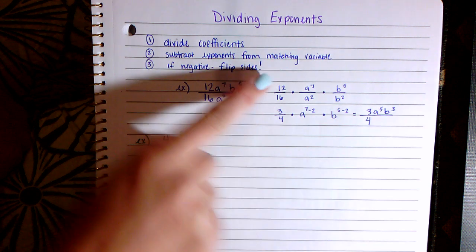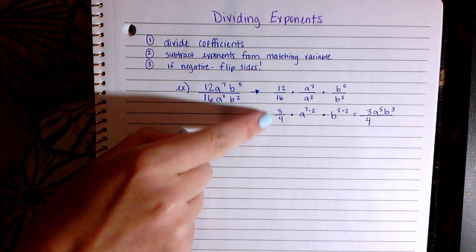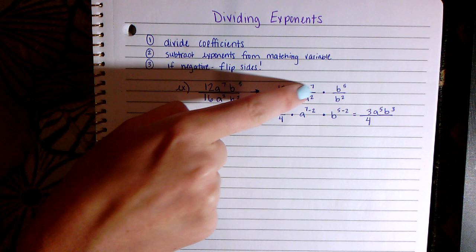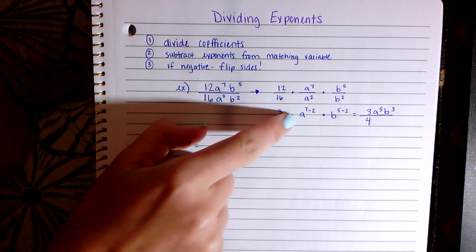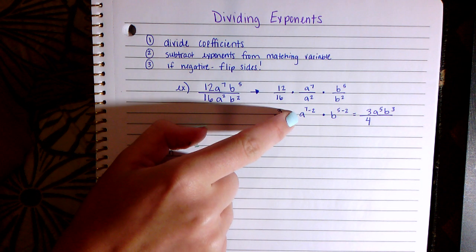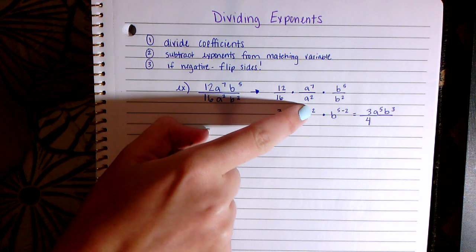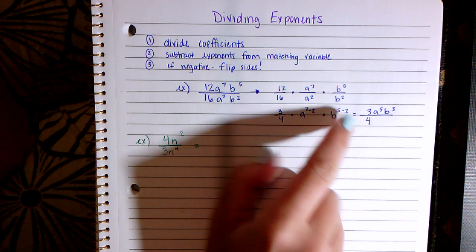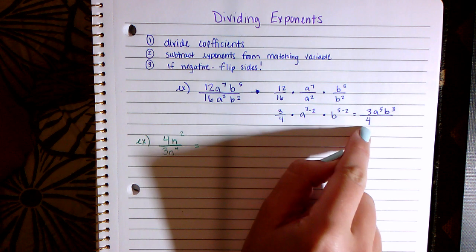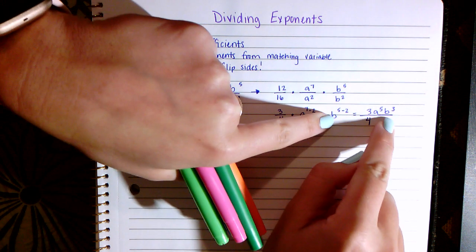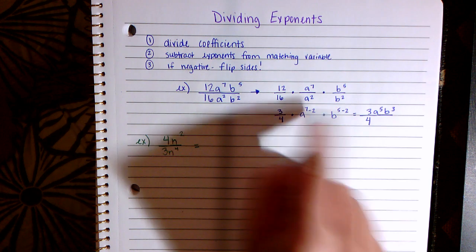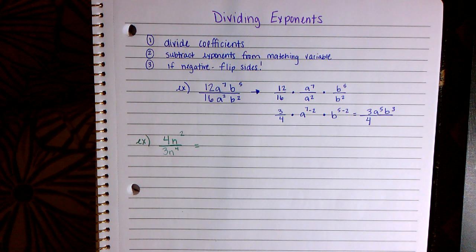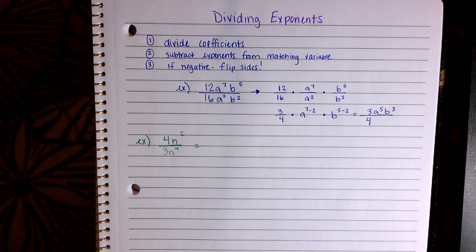So let's just start reducing. 12 divided by 16 reduces down to 3/4. And then because these have the same base, we're just going to subtract the exponents. So it's the base of a to the power of 7 minus 2, and then the base of b to the power of 5 minus 2. So when we simplify this, we have 3 over 4, a to the 5th, b to the 3rd, because 7 minus 2 is 5, 5 minus 2 is 3. Okay, and it's that simple.